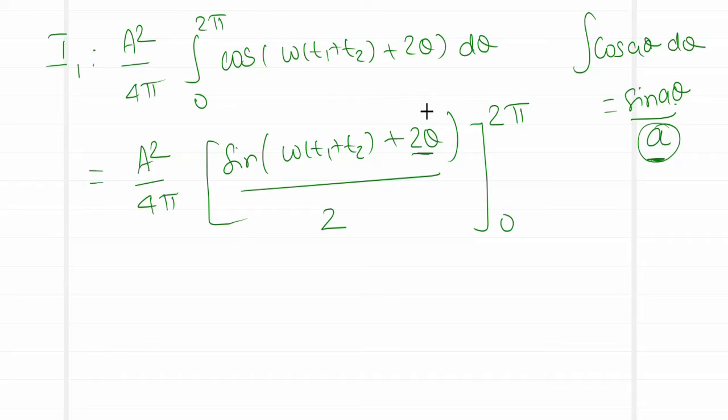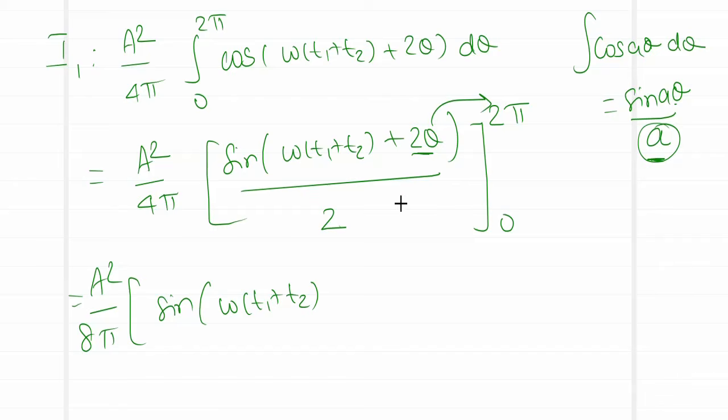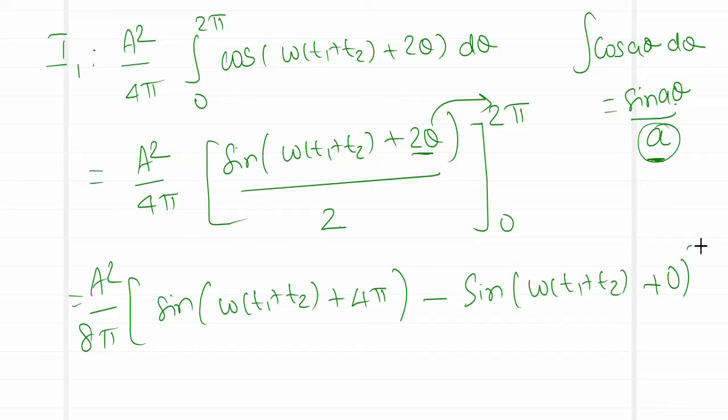So now what will happen? This 2 will come outside, A square by 8 pi, and this will become sine of (omega T1 plus T2 plus 2 theta), where theta takes the upper limit. So 2 twos are 4 pi, the upper limit minus the lower limit sine of (omega T1 plus T2 plus 0). So now we will look into the 4-quadrant formula again.